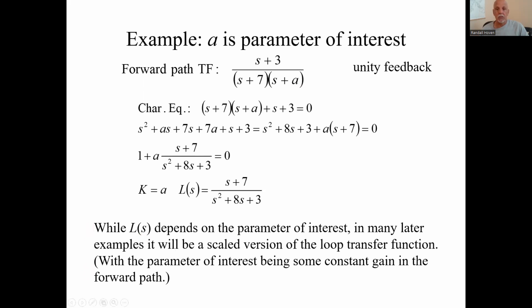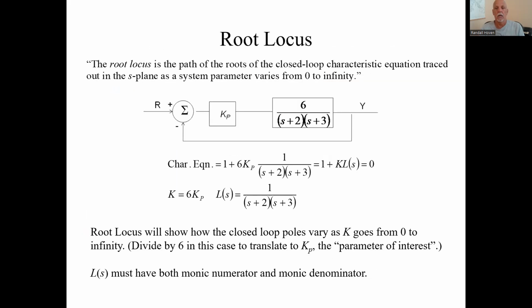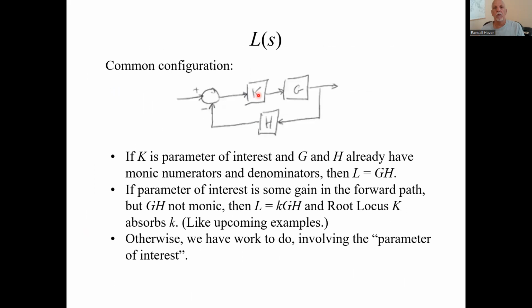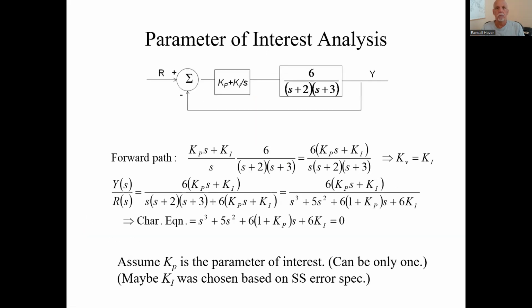So while that L of S in general depends on what your parameter of interest is, in most or all of our subsequent problems, our parameter of interest is just going to be some gain in the forward path. Gain meaning some multiplier of everything in the forward path. Like this example. And here, these two parameters were not simple gains that multiplied everything in the forward path. So we had to do a little bit extra work.